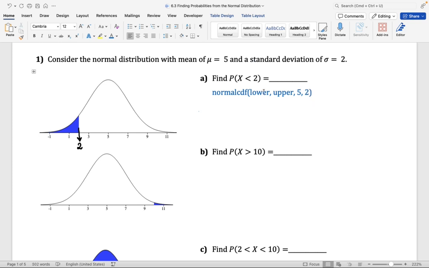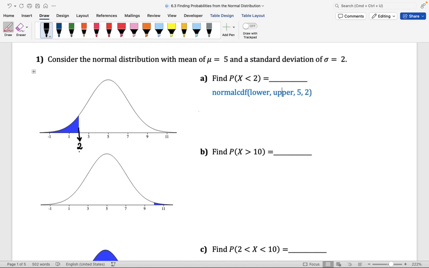Now, what's going to be your upper bound and your lower bound? Recall that we said we wanted to find the area below 2. 2 here is going to be your upper bound. Now, what's going to be your lower bound? Your lower bound is going to be a really large negative value. To enter that on your calculator, you can go ahead and enter negative 1E99. This here is the same as negative 1 times 10 to the power of 99. So that is how we're telling our calculator that we want to go from a really large negative value all the way to 2. So that is our upper bound and lower bound.